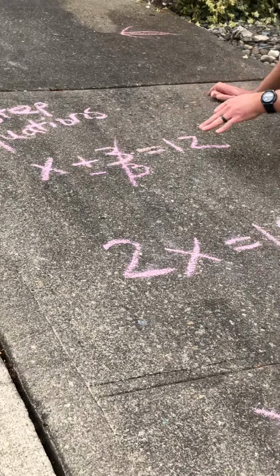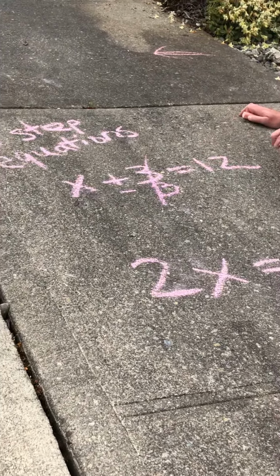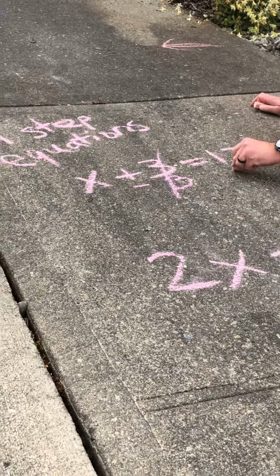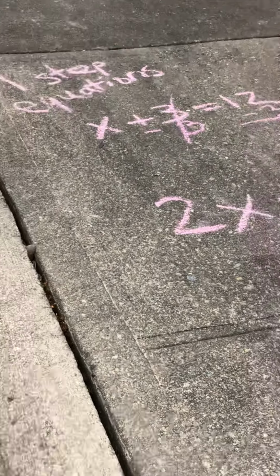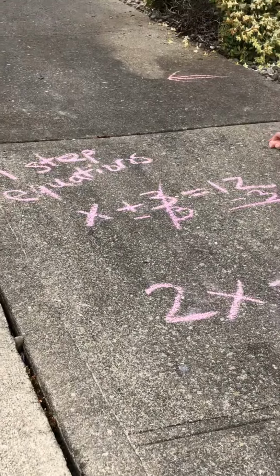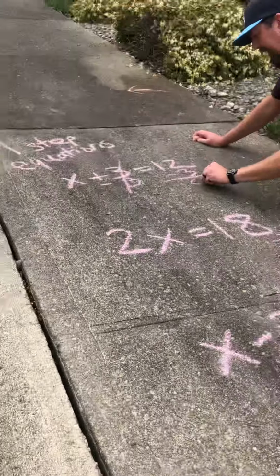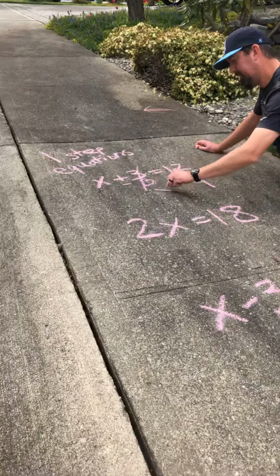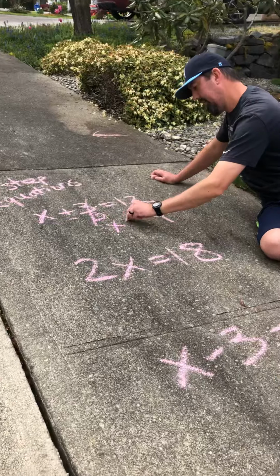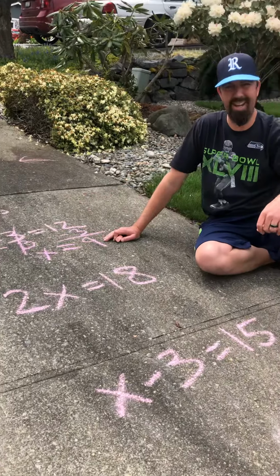We want to do the same to the other side of the equal sign here. So we have 12 here. We're going to do minus 3 also to this side. 12 minus 3, you guessed it, 9. And we left our x on the other side here. And our solution is x equals 9.